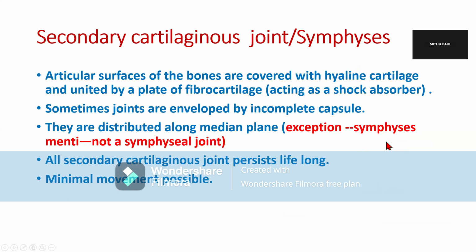One exception is the joint between the two halves of the mandible, formed anteriorly over the region of the mentum. Though they articulate, lying over the midline or median plane like a symphyseal joint, they fuse later in age and the cartilage is converted to bone. So this is the symphysis menti by its position, but it is not actually a symphyseal joint.